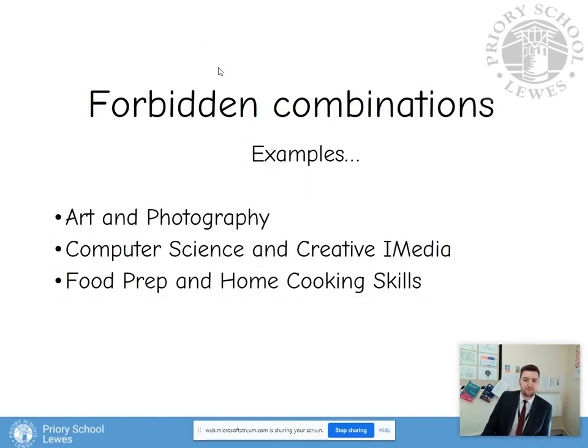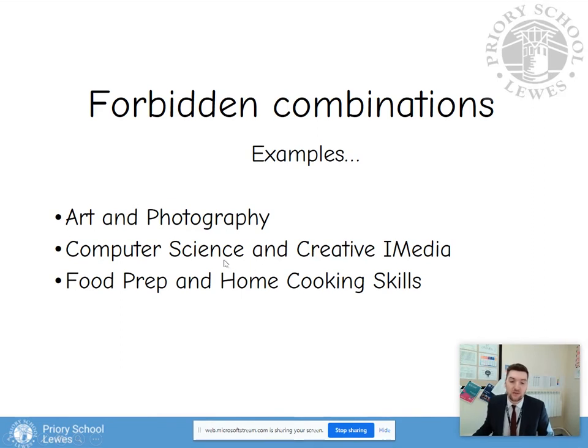There are, of course, some forbidden combinations. For example, we don't let you do art and photography. We think there's too much crossover. Our job is to guide you in having a broad experience, so we don't want you to narrow your chances too early in life. We want you to try and be as broad as possible at this point.